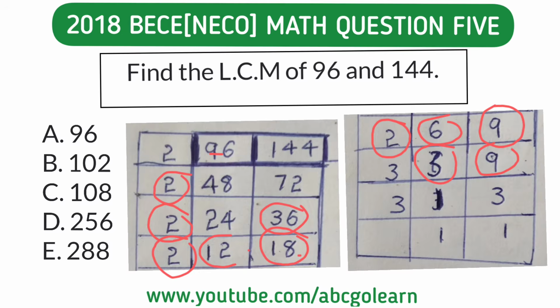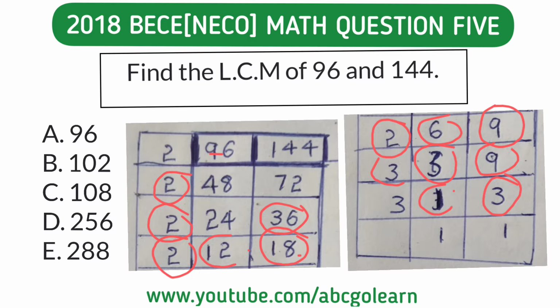So after I've used 2, the next thing I will use is 3. If I see that 3 will not go, I will use 4. So now the next thing is to use 3. Here, if I divide 3 by 3, it will give me 1. And if I divide this 9 by 3, it will give me 3. So I've gotten this 1 and 3.